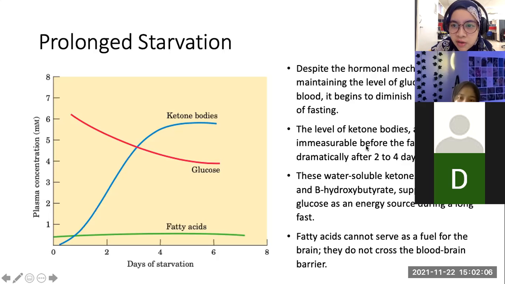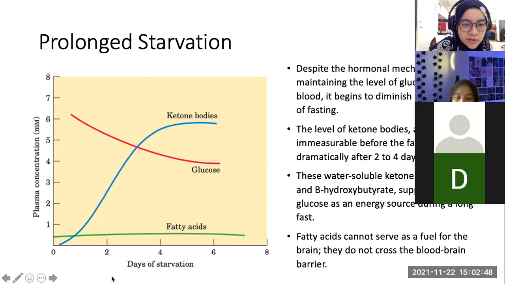The level of ketone bodies, almost immeasurable before the fast, will rise dramatically after 2 to 4 days of fasting or prolonged starvation. Glucagon is not able to bring the glucose level back to normal. So now our body will shift to ketone bodies utilization. These water soluble ketones, acetoacetate and beta hydroxybutyrate, are all ketone bodies. They supplement glucose as an energy source during long fast or prolonged starvation.